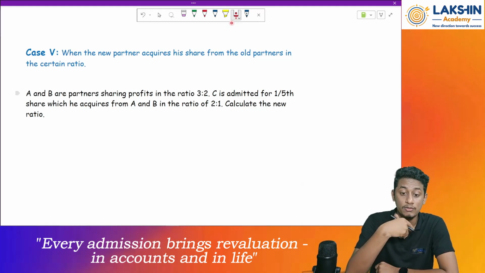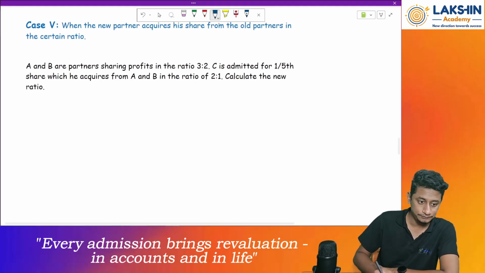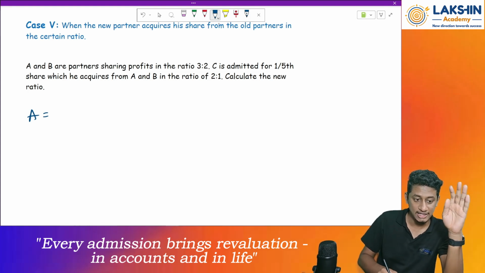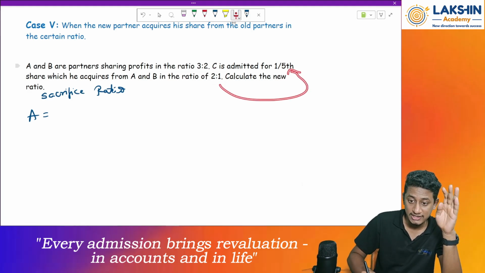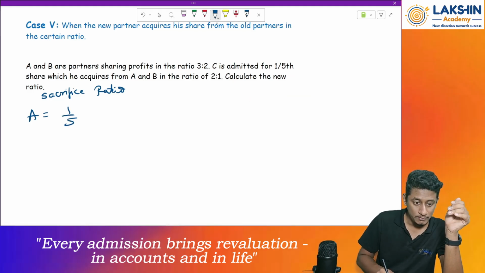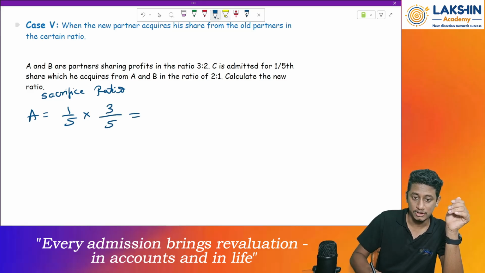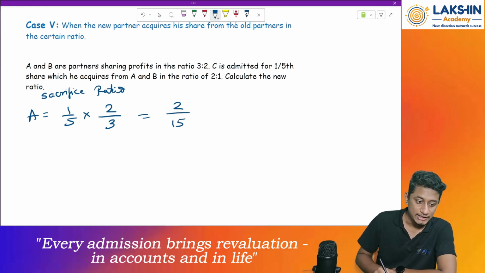Now you need to compute the new ratio for the partners. Okay. Now let's see what to do. A, right? So what was A's share? So let's find out the sacrifice ratio first. First of all, see, whatever is given to us is not the sacrifice ratio. This is the ratio in which this is divided between A and B. So how to find it out? Simply 1 by 5 into 2 by 3 is equal to how much? 2 by 15.